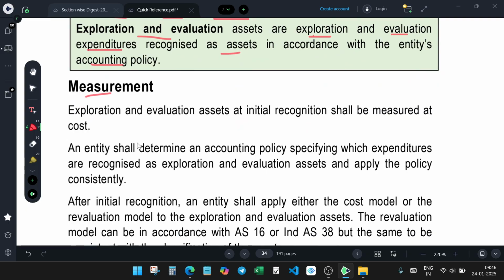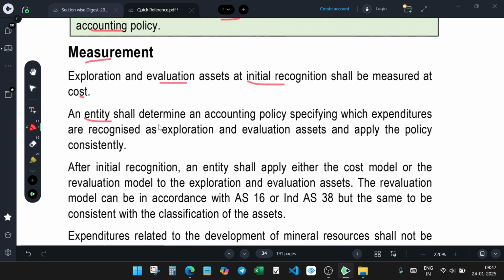Exploration and evaluation assets on initial recognition can be measured at cost. The entity shall determine an accounting policy specifying which expenditures are recognized as exploration and evaluation assets and which are not, and apply the accounting policy consistently. So we need to evaluate that, and follow an accounting policy based on consistency, prudence, and going concern. So measurements are always consistent.